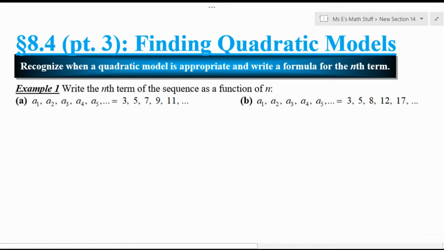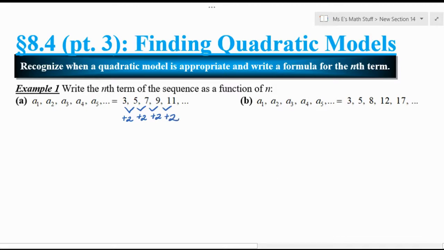So for part A, what have we learned in the past, right? We've learned to diagnose, right? So in this case, to get from 3 to 5, you add 2. To get from 5 to 7, you add 2. 7 to 9, you add 2. 9 to 11. Okay, so this thing's arithmetic, right?